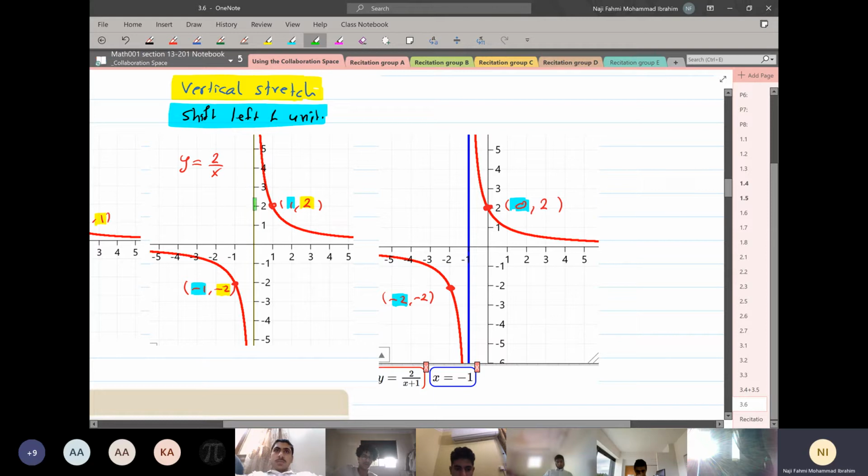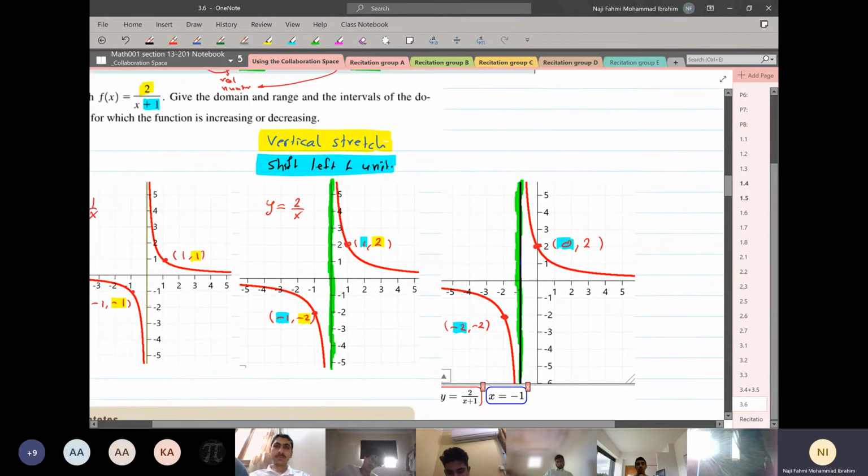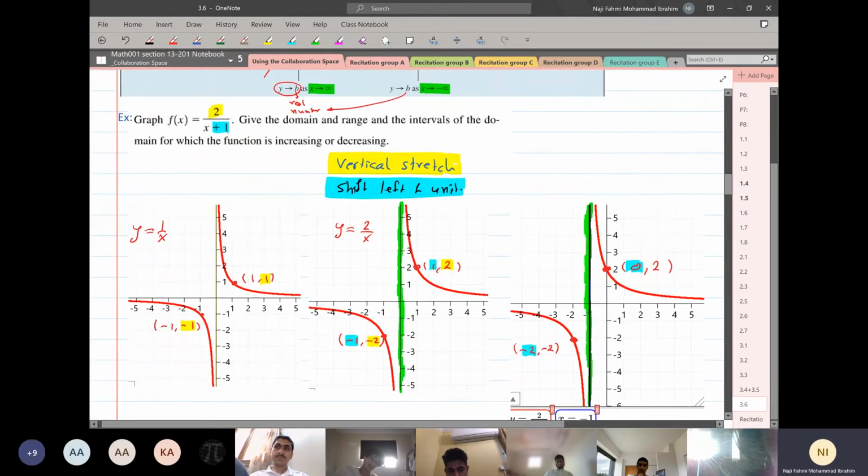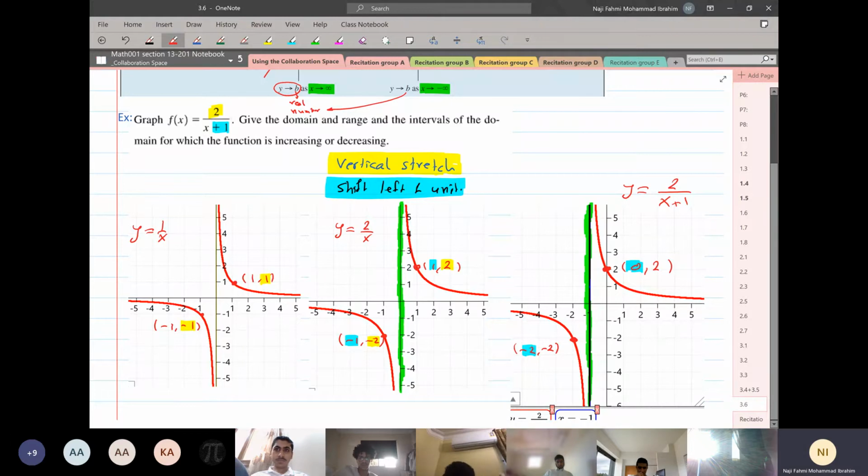This green line, Shabab, it was the vertical asymptote, am I right? Yes. Where did this asymptote go now in my last graph? It has been shifted to the left. So this last graph is my graph of y equals 2 over x plus 1. Do you have a question about this graph?